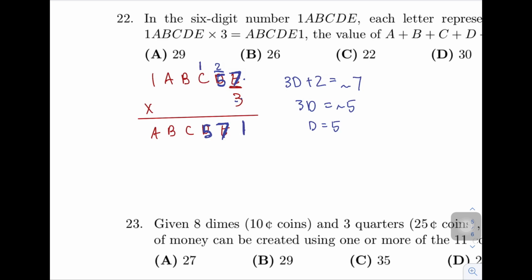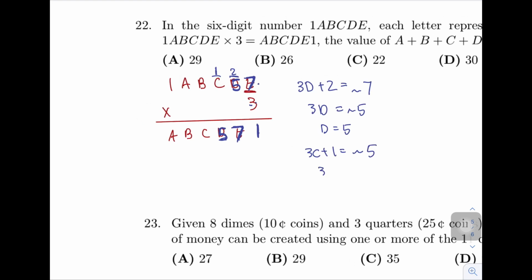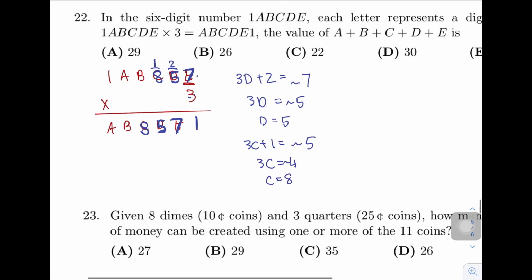Again, we do the same thing with 3C plus this 1. Gives you something with the last unit digit of 5. So 3C equals something ending with a 4. And you realize that C has to equal 8. So 8. And then for B, 8 times 3 is 24.